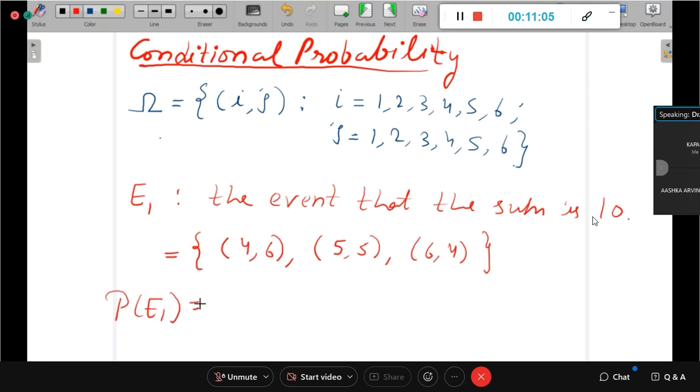Now it is very easy to find the probability of E1, which is 3 by 36, that is 1 by 12. Now suppose it is given to you that this event has occurred.